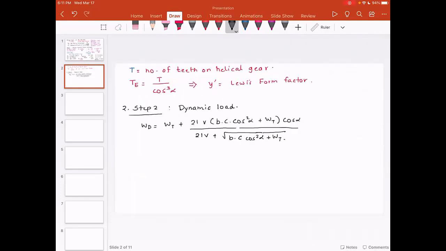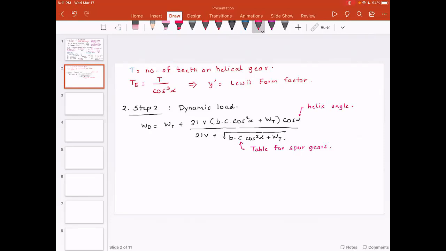And when we use this equation, value of C comes from the same table for spur gears. So everything is the same. B is the face width, V is the pitch line velocity, but this alpha is nothing but the helix angle.